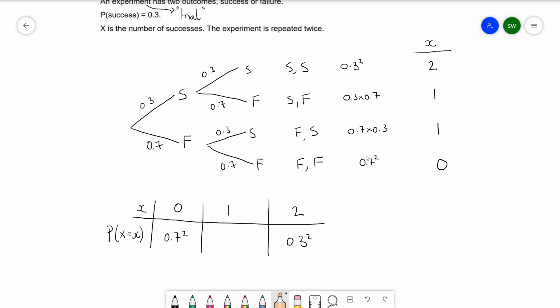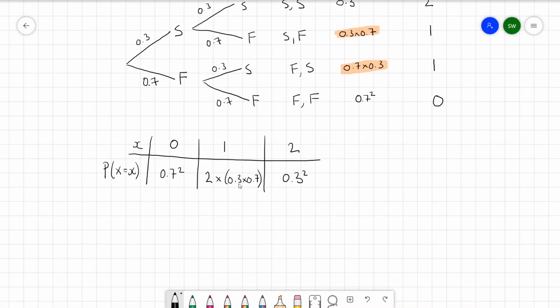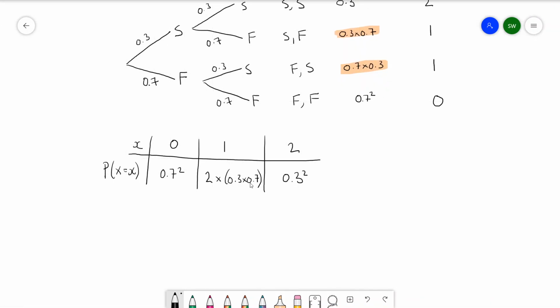Now, these probabilities here are the probabilities associated with having 1 success. So these probabilities are the same as each other. They're both 0.3 times 0.7. It doesn't matter which way around you do your multiplication. But we've got 2 lots of them. So if we want the probability of this event happening or this event happening, we would just add them together. So that's equivalent to saying I've got 2 lots of 0.7 times 0.3. So we've got 1 success probability times 1 failure probability.